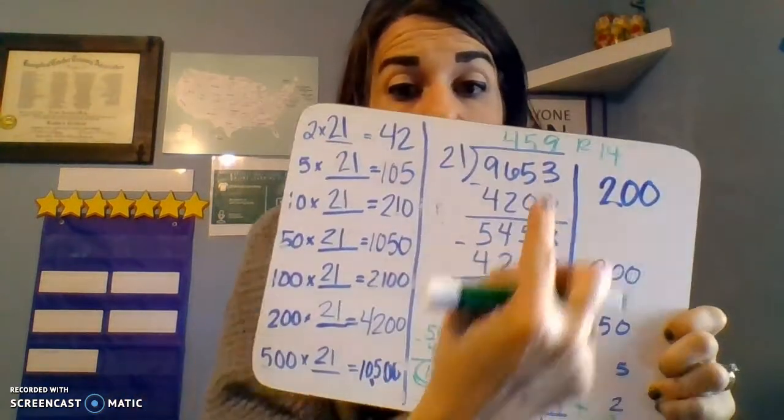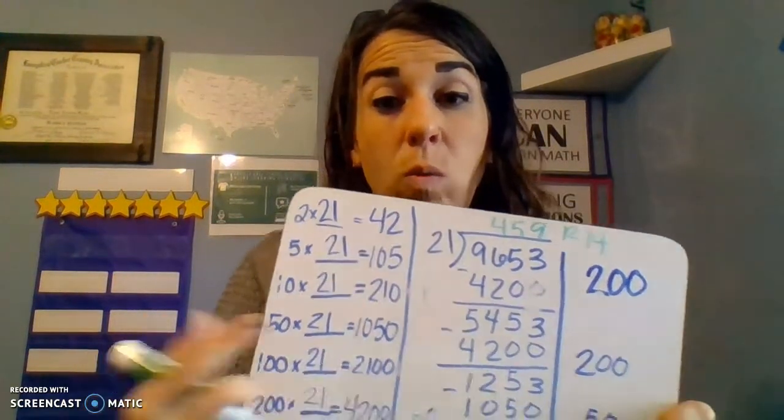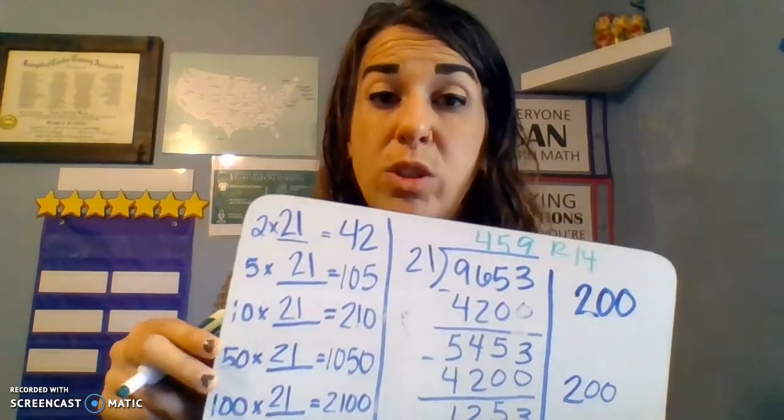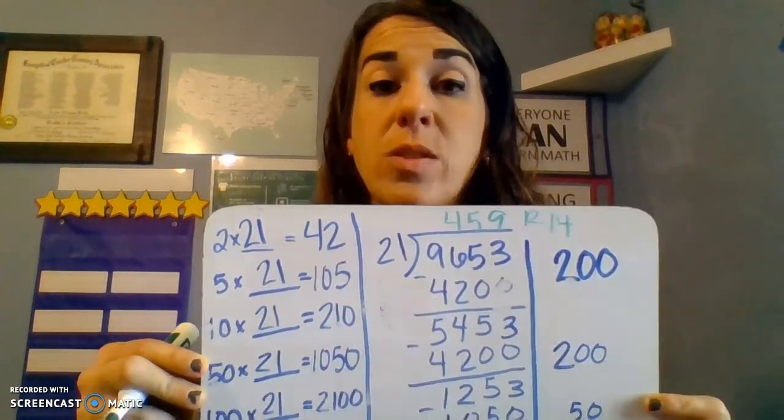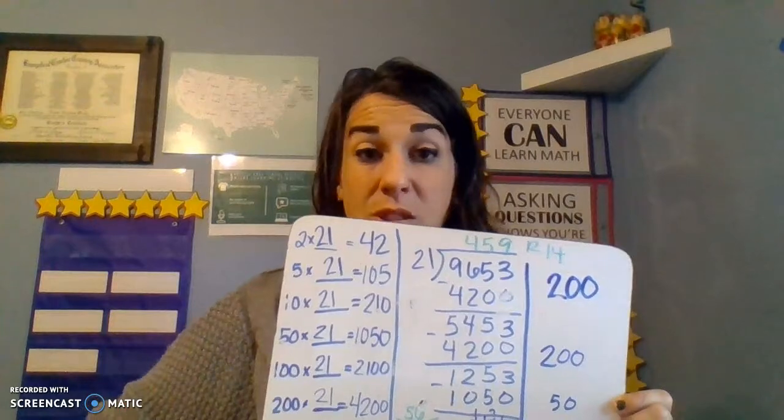And that's how I use my multiples list to really help me out in figuring out which partial quotients to use and which partial quotients to start off with. That way I can be as efficient as possible. Now it's your turn to try.